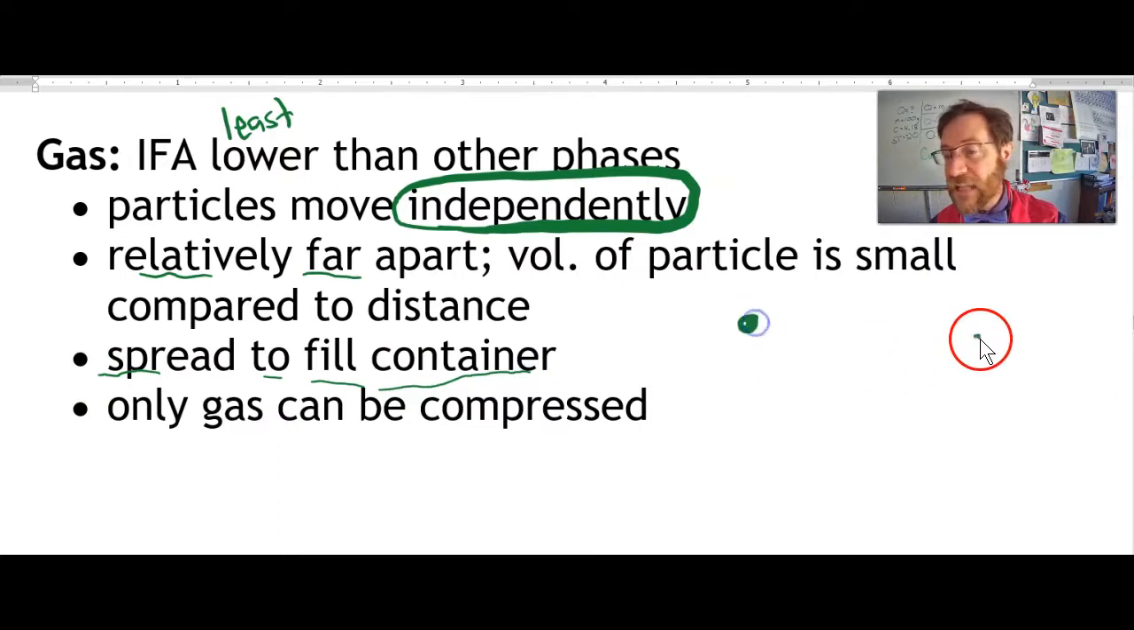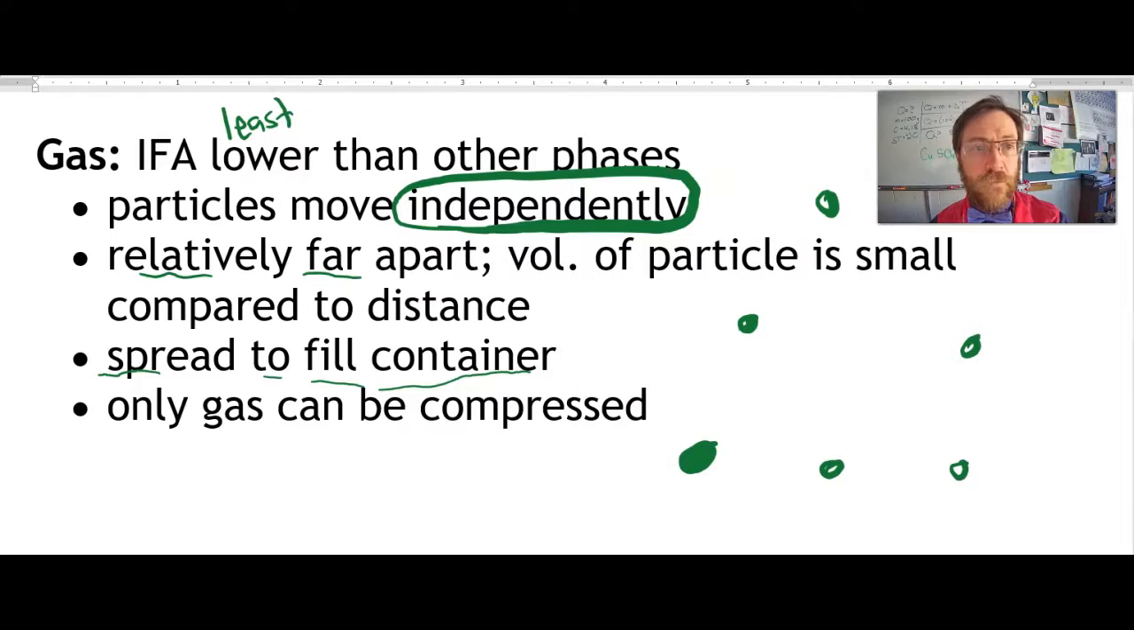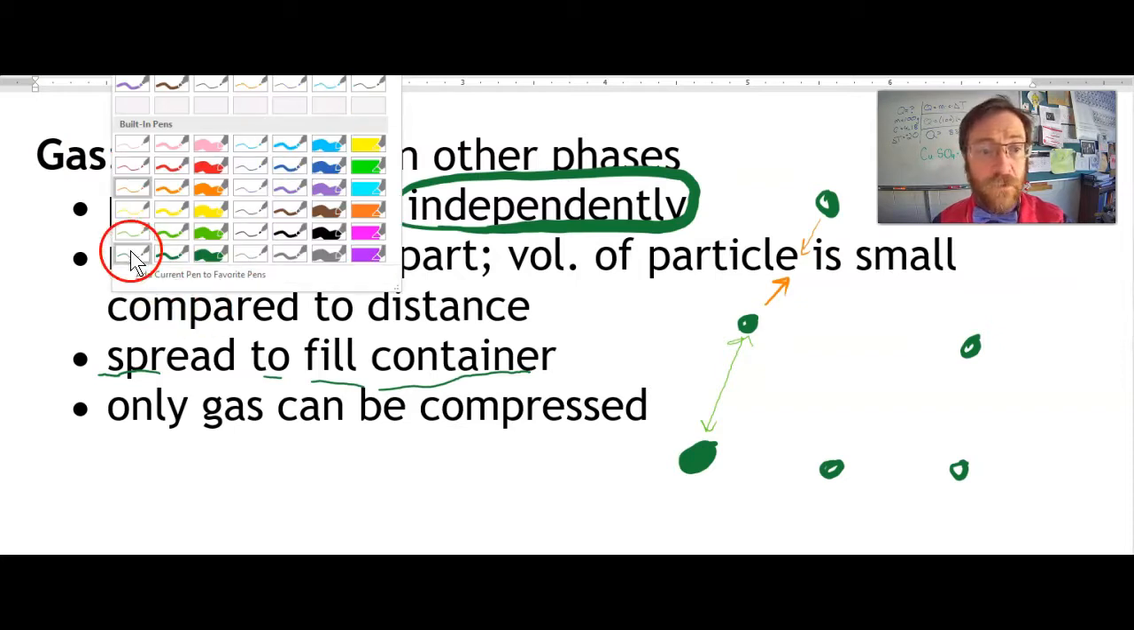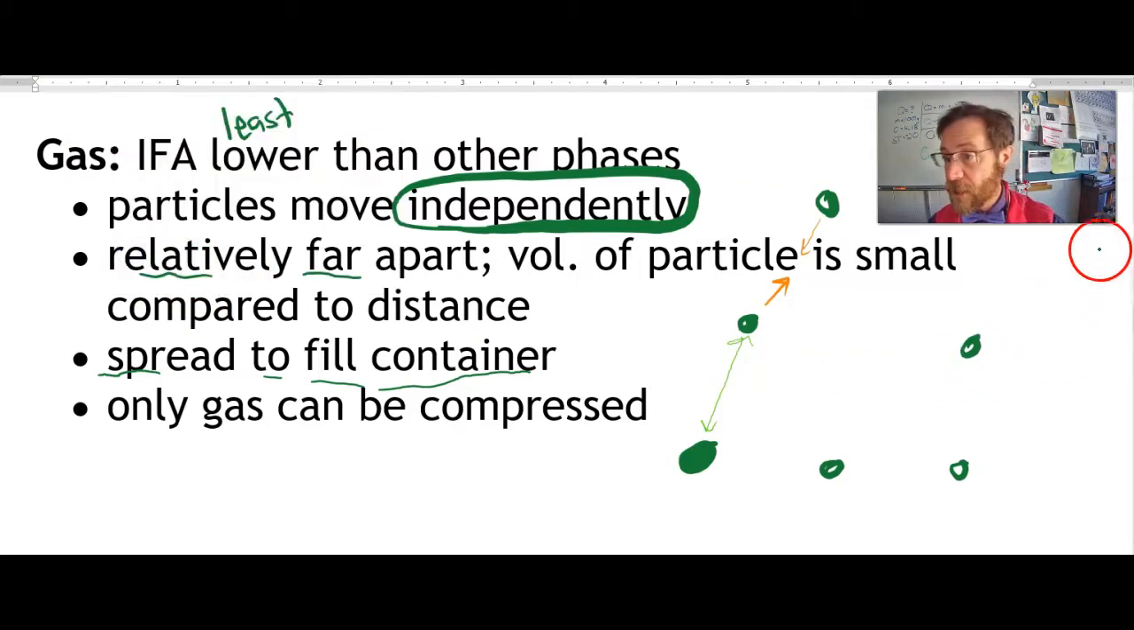And the thing is, with the gas particles, because they're so far apart, they have this huge distance between them. And what that means is that we can compress them. We can bring these things closer together, right? So here we have 6 particles. If we wanted to, we could take those 6 particles and put them in a box.